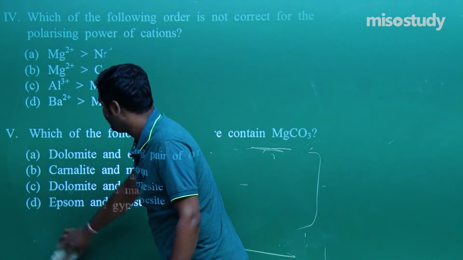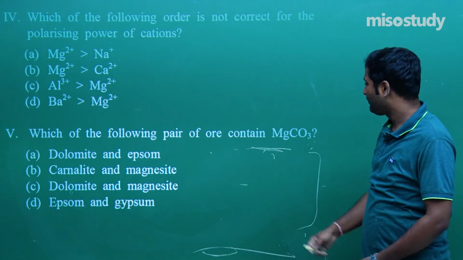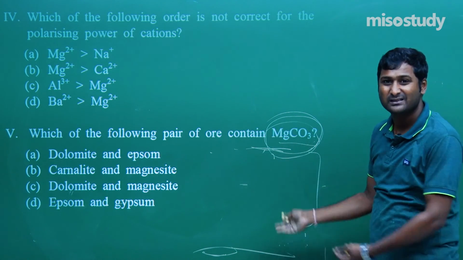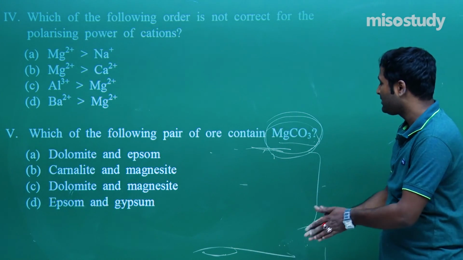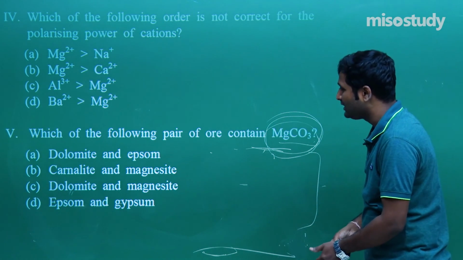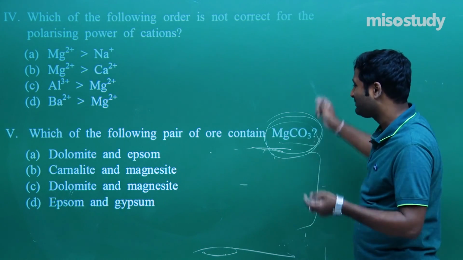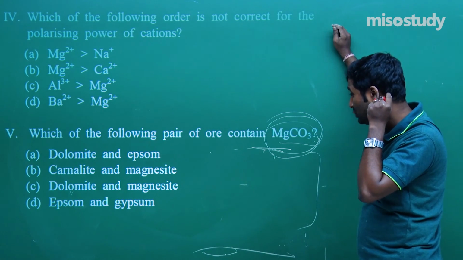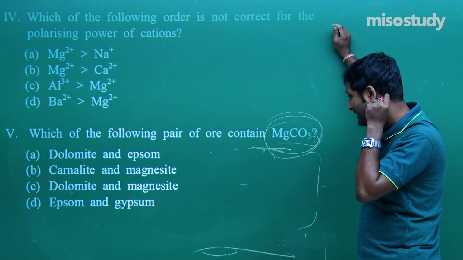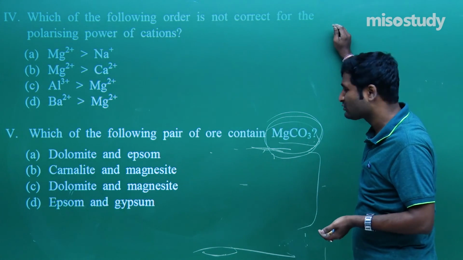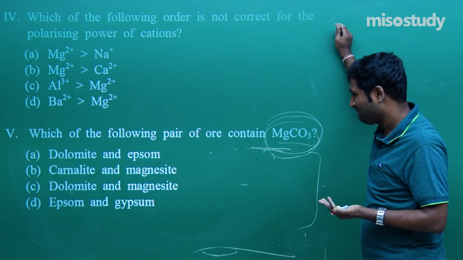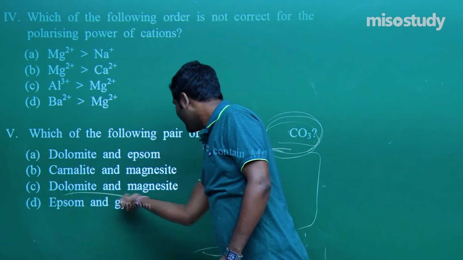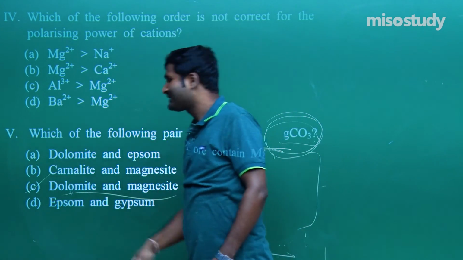And now let's move to the next one: which of the following pairs of ores contain MgCO3? Can I leave this question for you? This is a completely theory based question. Dolomite and Epsom? Epsom is MgSO4, not MgCO3. Carnallite is KCl·MgCl2, not dolomite. Magnesite and dolomite both contain MgCO3. Gypsum is CaSO4, am I right? And Epsom, as I told you, is MgSO4·7H2O. So the correct option is dolomite and magnesite. So for this, C is the correct option.